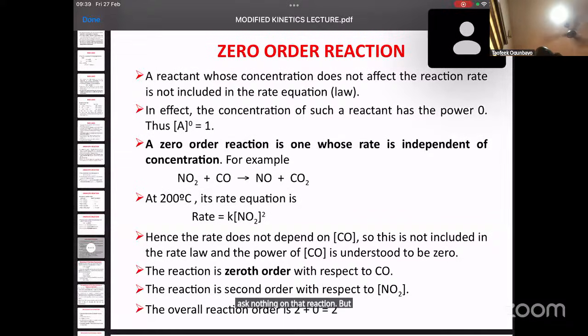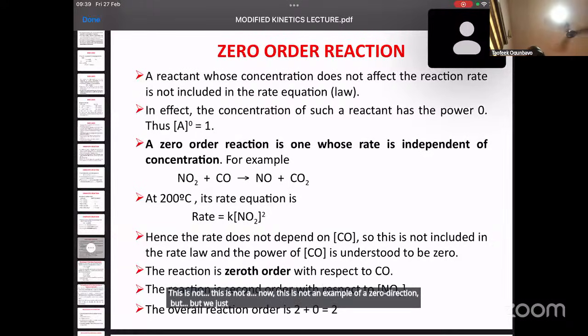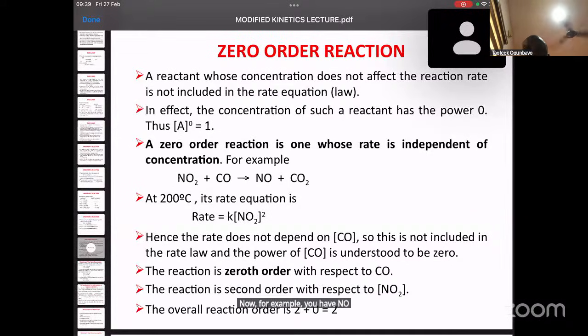But for example, this is not an example of a zero order reaction, but we just want to use this to demonstrate because I put this together quickly. If you look at this, it is an example of a situation whereby you have a reactant whose order is 0 in that reaction. Now, for example, you have NO2 plus CO to give you NO plus CO2. At 200 degrees Celsius, the rate equation is this.